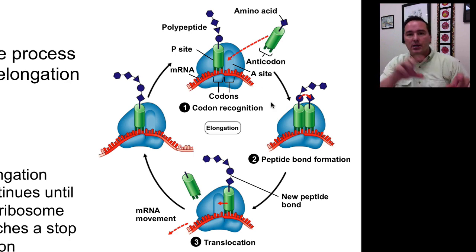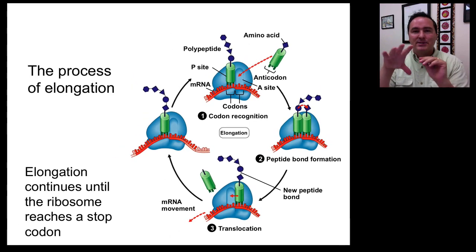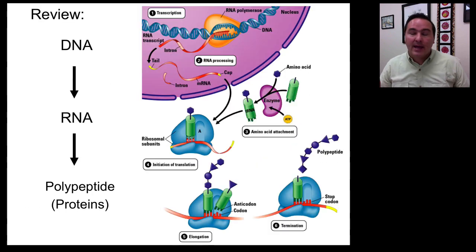And this just keeps chugging along. It's kind of like pulling, remember, a tape player that would pull that magnetic tape through the magnets, and you could read the message and basically play music. Well, that's kind of what's happening. It's pulling this message through, and at the same time, it's making this growing polypeptide. And that continues until you hit the stop codon.